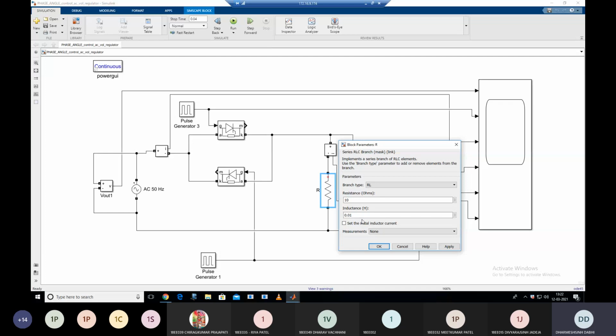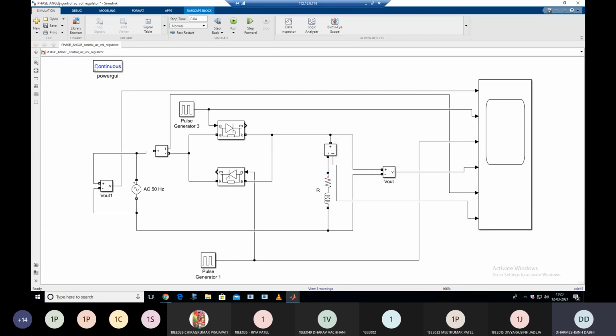So that is the condition of alpha greater than phi. Here inductance is 0.01 Henry, which means 10 millihenry, and R is 10 ohm. If you calculate phi, you get the answer 17 point something. So now let's check the waveform for this RL load.